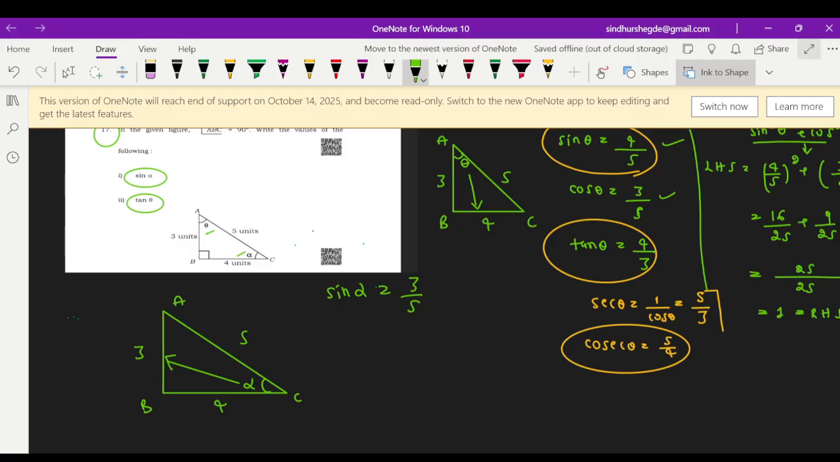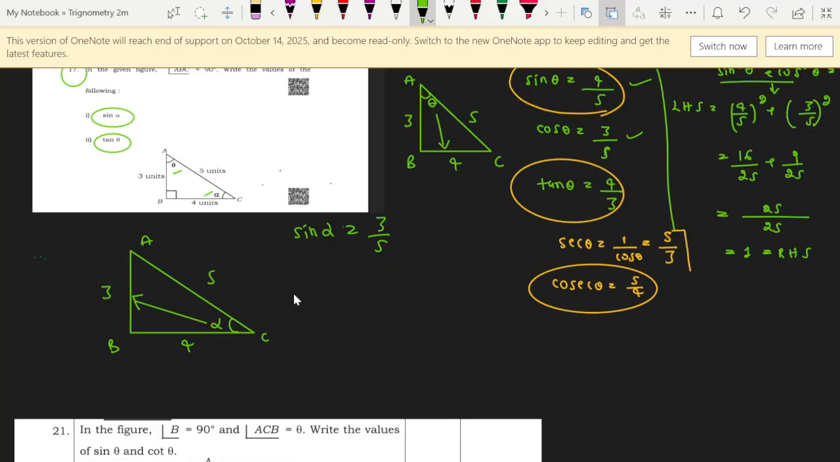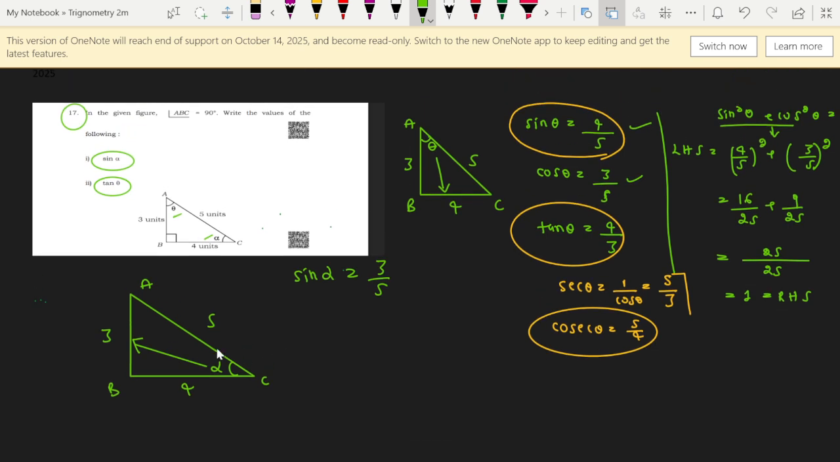Now the opposite side is, as you can see here, 3, and hypotenuse remains the same. So similarly, find out cos alpha, tan alpha, and take all the three important identities and verify that one. That is your work.